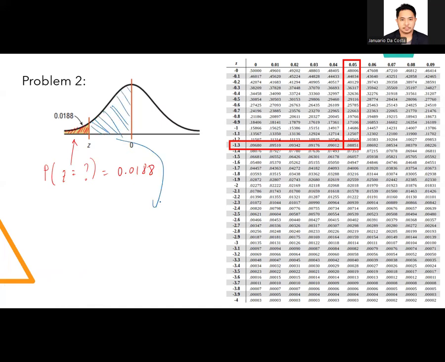We write the probability of some unknown value Z, some unknown value less than 0, between this unknown value which you don't know and 0. Then we look directly at the table for the value that corresponds to 0.0188.